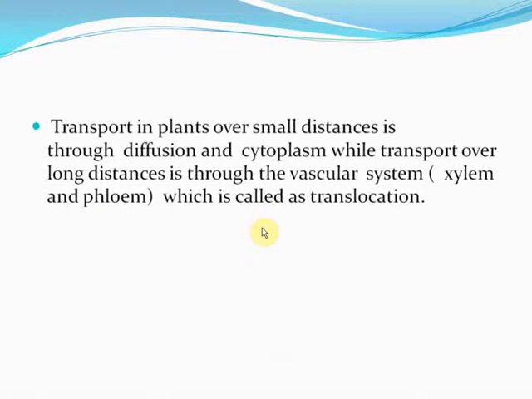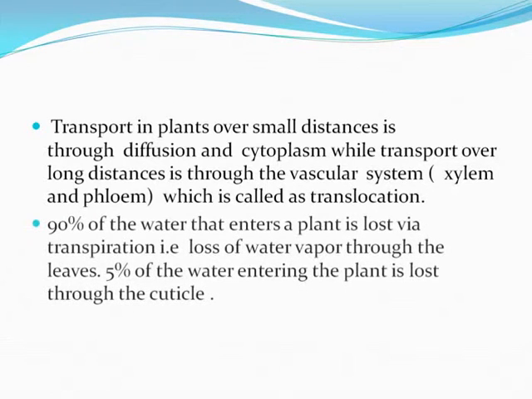Transport in plants over small distances is through diffusion and the cytoplasm, while transport over long distances is through the vascular system. We all know the vascular system comprises the xylem and the phloem in plants, which is known as translocation. 90% of the water that enters a plant is lost via transpiration, that is, the loss of water vapor through the leaves. 5% of the water entering the plant is lost through the cuticle.